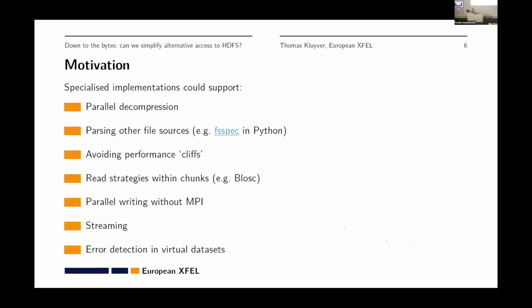My point here is not that libhdf5, the C library, couldn't do any of these things. Many of these things are coming, like parallel decompression. I think, as Elena is going to talk about multi-threading in HDF5 later on today.